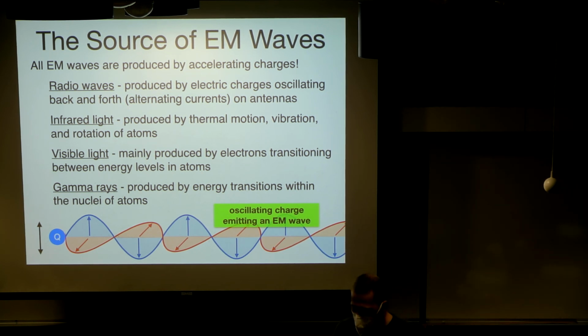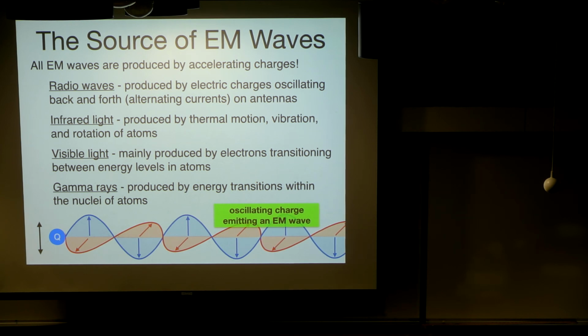So all EM waves ultimately are produced by accelerating electric charge, okay? Meaning, forget the example I showed you where it's current running along an antenna, right? Just take a single charge Q and shake it up and down like this. That's going to send out an EM wave, okay? And that's ultimately what's happening with every single type of EM wave that we can imagine. Ultimately, there's oscillating, accelerating charge that sends out that wave, okay? But exactly how that happens is going to vary between the different types of EM waves.